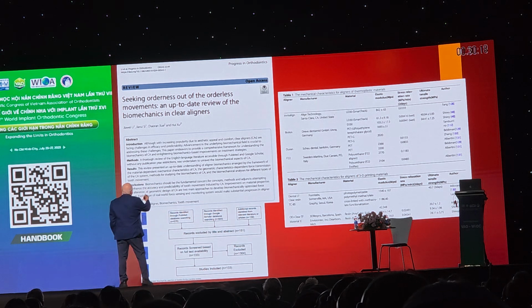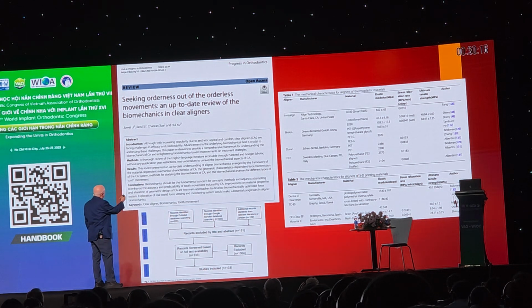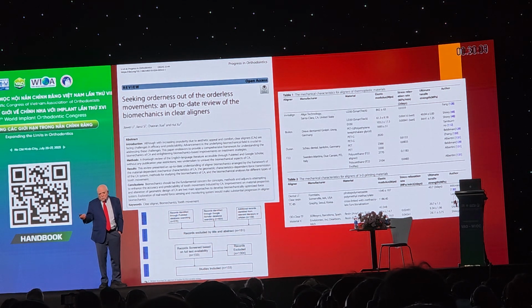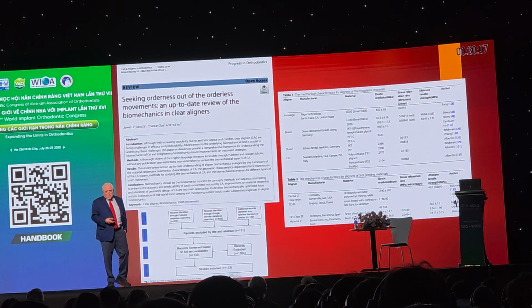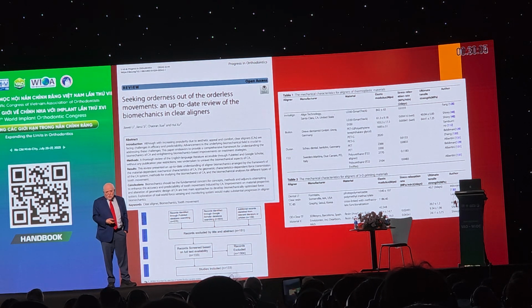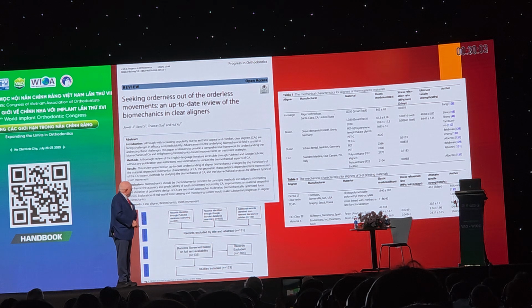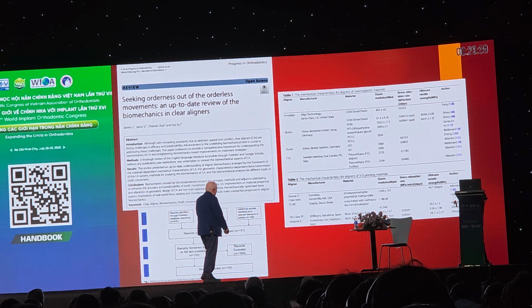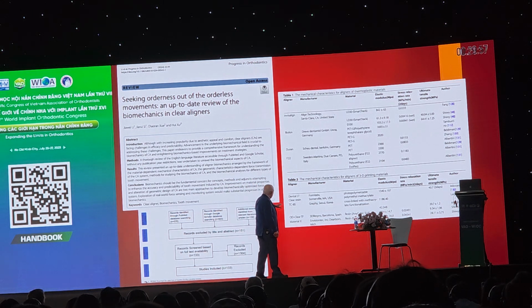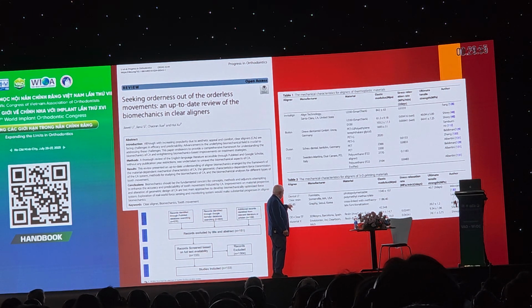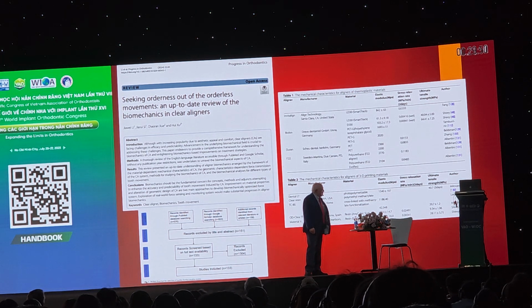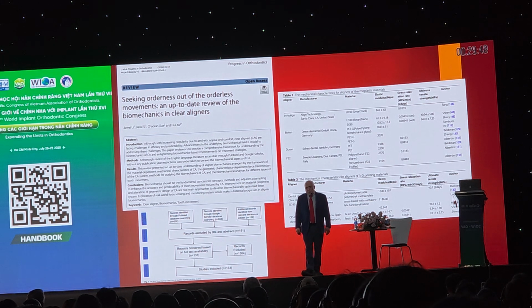So this is a very nice study that came out, seeking order out of orderless movements, an updated review of biomechanics in clinical aligners. This is what I'm talking about. There's no order. It's orderless completely. And all kinds of studies are there. And you can see this talks about mechanical characteristics. You can see TC85, graphene, Sole Korea, crosslink with methyl. What the different properties are.